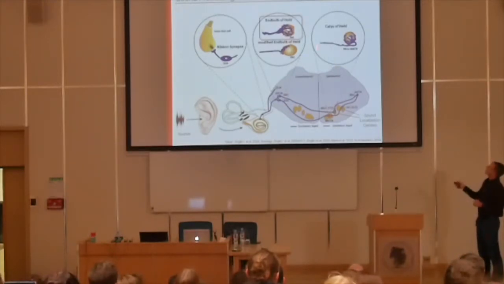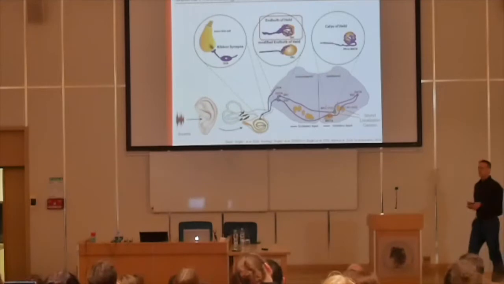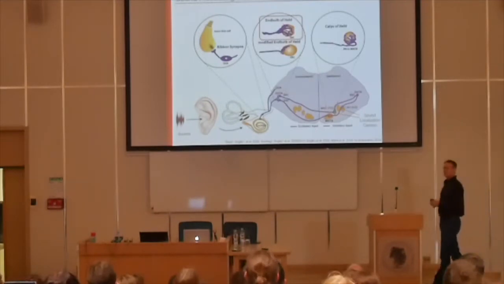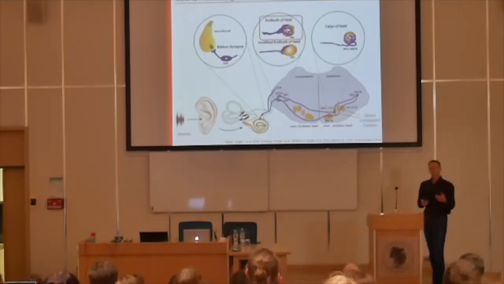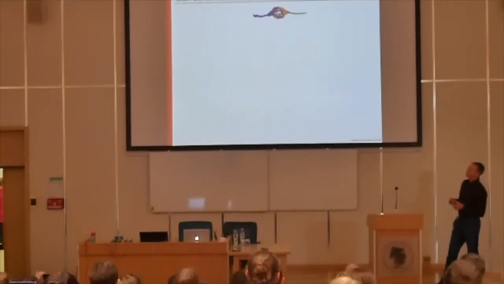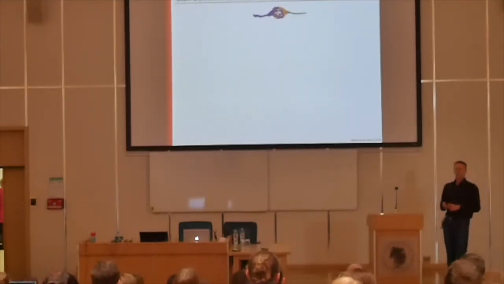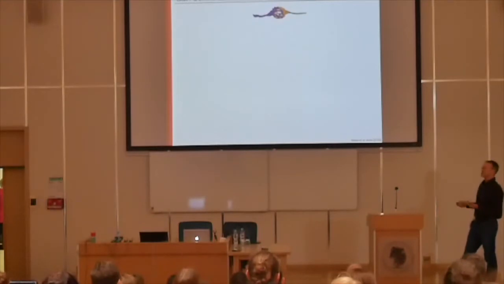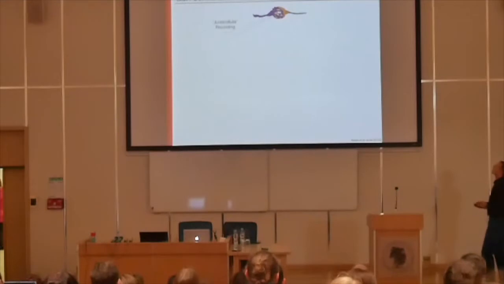We've been recording from the endbulbs of Held, and the way that we do this is that the animal is anesthetized. A single electrode is approached to one of those connections, and then you're able to see both the pre- and postsynaptic side in one recording. So you're able to see the input and the output of the synapse, and then study the transmission under in vivo conditions. This is called a juxtacellular recording.